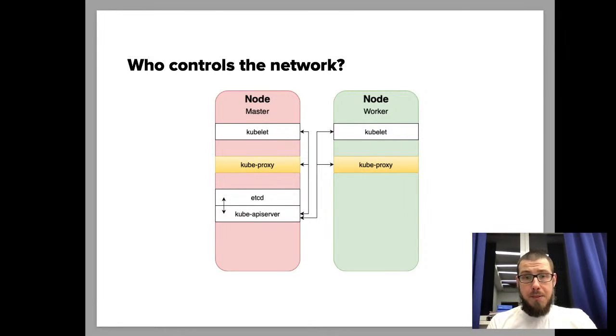The next component we introduce is kube proxy, because usually clustering means a lot of networking, and kube proxy is a component which is installed on each cluster node and controls the network of the node.